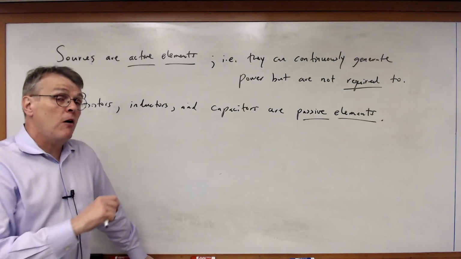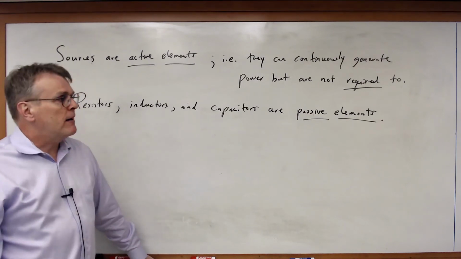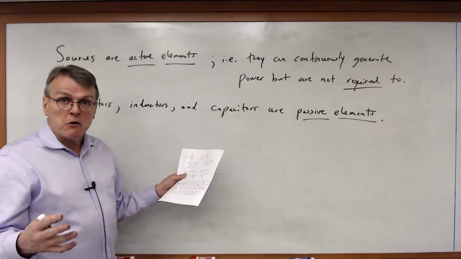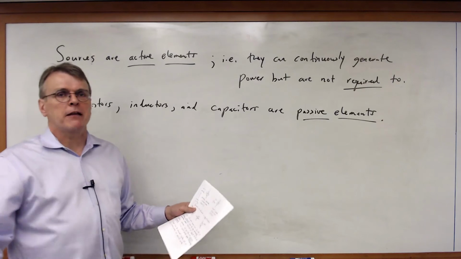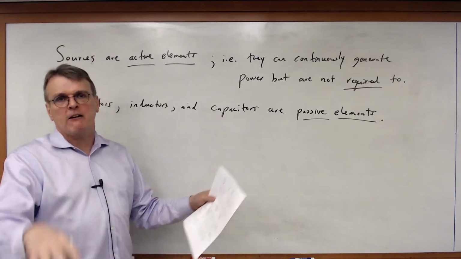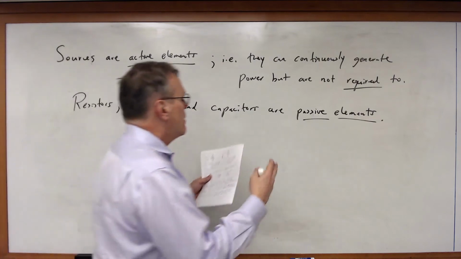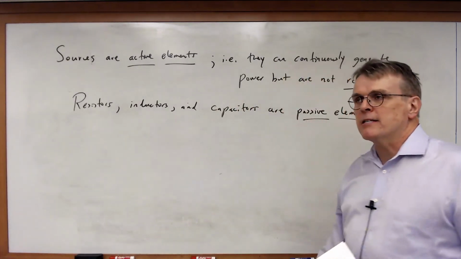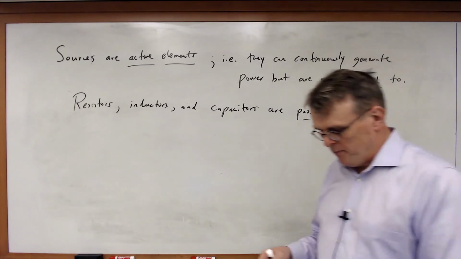As we're going to see later on, inductors and capacitors can store and release energy, but they can't do it continuously. Sources can do it forever. They can be continuously having negative power. Passive elements cannot. So you'll see this active versus passive is a term you're going to see as you go through the text and learn this material.